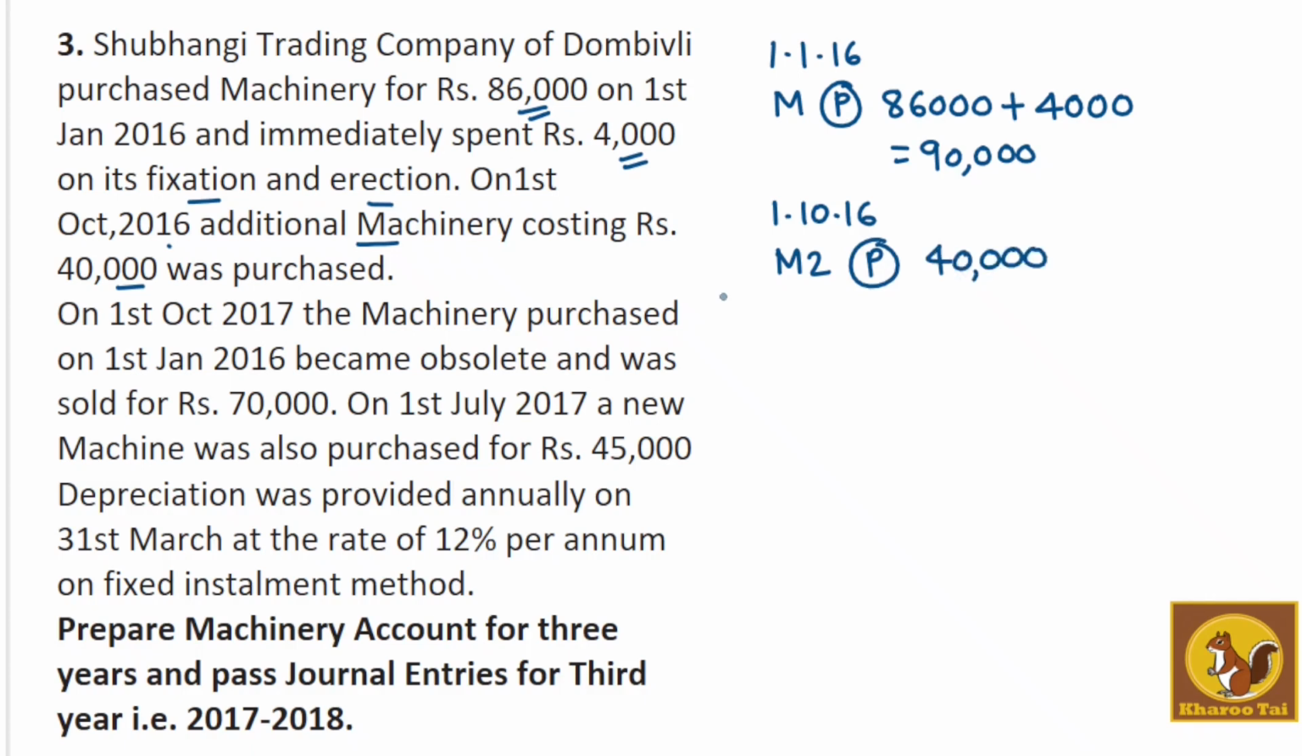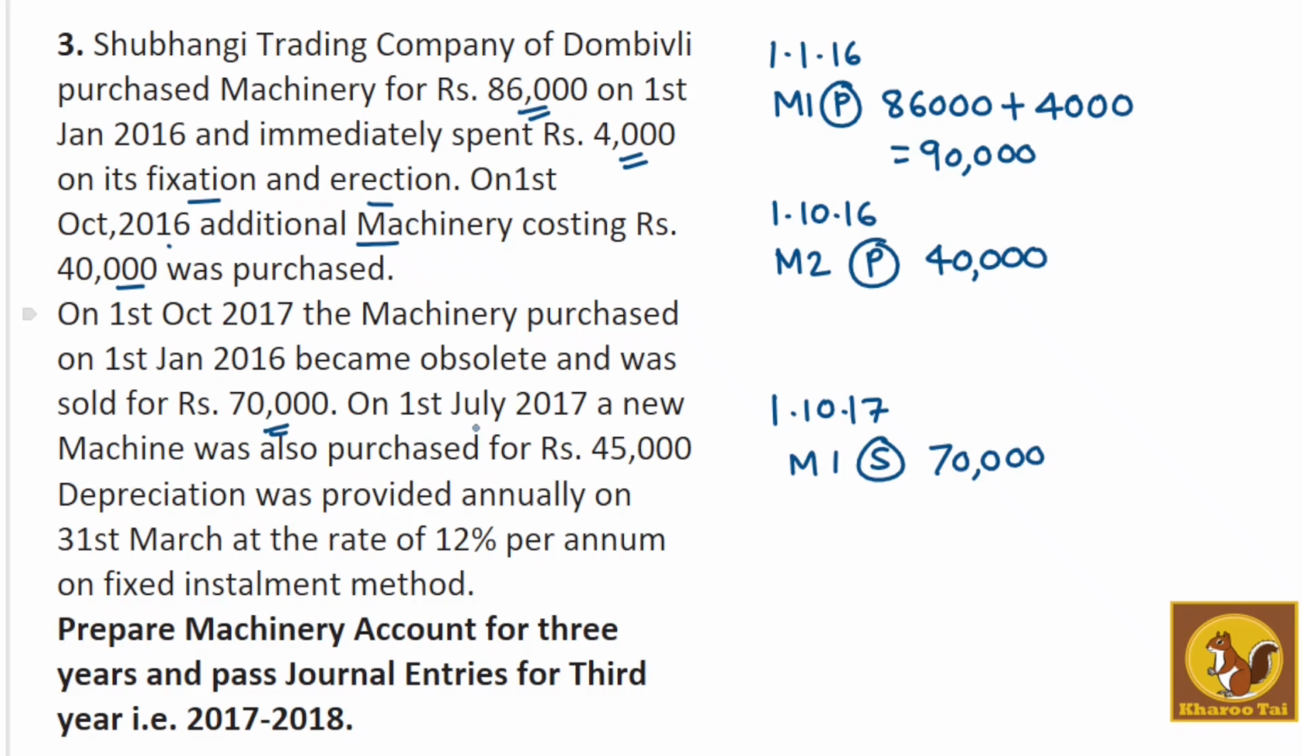On 1st October 17, the machinery purchased on 1st Jan 16 became obsolete. Obsolete means it became outdated, and it was sold for rupees 70,000. So 1st October 17, machinery 1. Let's say this is machinery 1 and this was sold on 1st October 17 for 70,000.